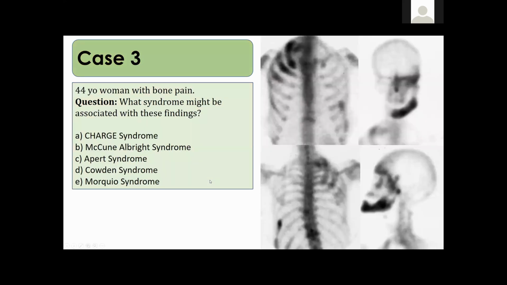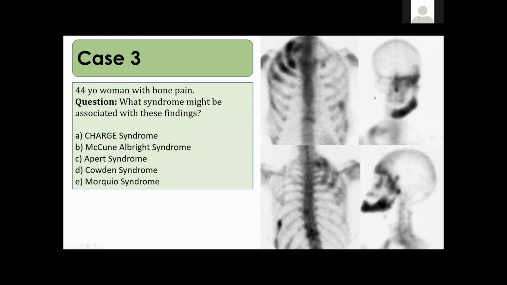Okay, we'll shift to the third case. This is a 44-year-old woman with bone pain. The question is, what syndrome might be associated with these findings? Is this Charge syndrome, McCune-Albright syndrome, Apert syndrome, Cowden syndrome, or Morquio syndrome? As we see here, there are multiple longitudinal uptakes noted in the ribs as well as the mandible.